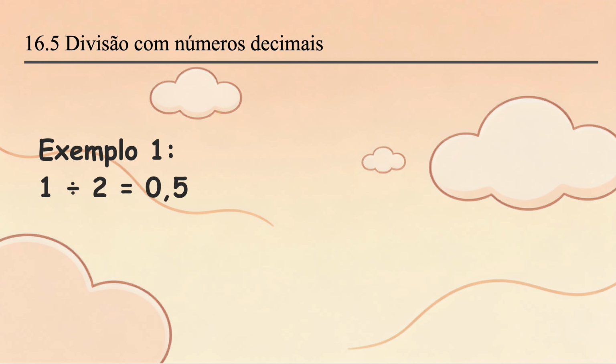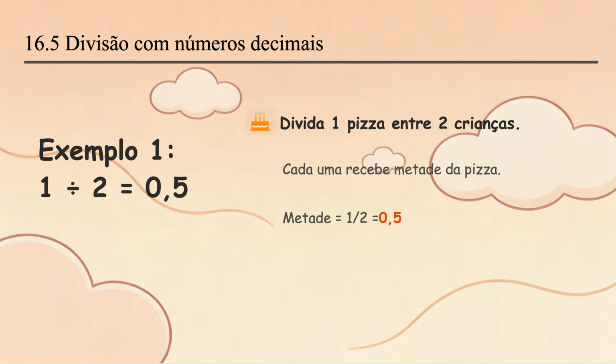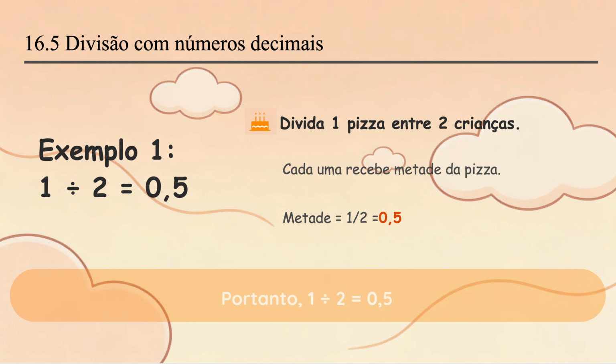Let's take the example of 1 divided by 2. Imagine you have 1 pizza and you want to share it equally between 2 children. And each child gets half of the pizza. We know half is the fraction 1/2, which as a decimal is 0.5. So 1 divided by 2 equals 0.5.